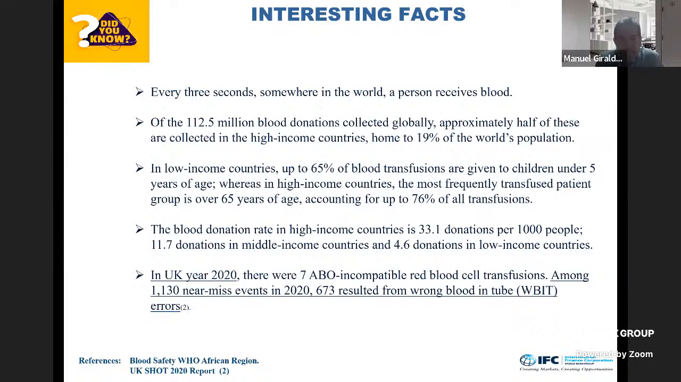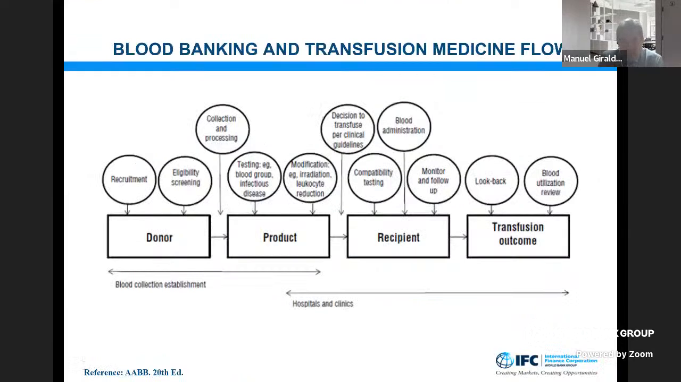And the last line that I have is that in the UK in 2020, there were 7 ABO incompatible red cell transfusions. That sounds low, but it's actually a lot, because that could end up in many detrimental outcomes for patients. And among over 1,000 near miss events in 2020, almost 700 of them resulted from wrong blood in tube. And we're going to see a case of that, because this is one of the most common issues that happen in transfusion medicine errors.